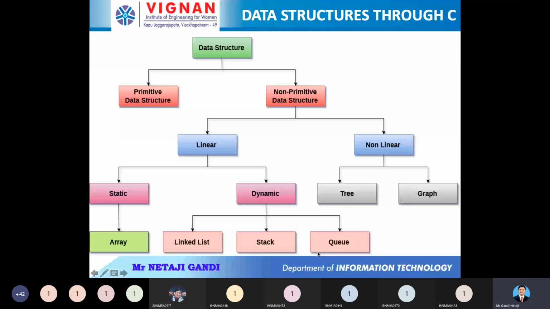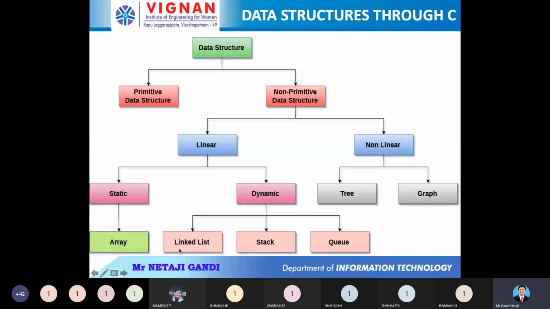What is meant by a linear data structure? In an array, data can be arranged in a sequential manner: the first one, second one, third one, fourth one. That is the order in which data can be arranged. Similarly, stacks hold sequential data, and queues also hold sequential data. Data is arranged in a linear manner, so it is called a linear data structure.